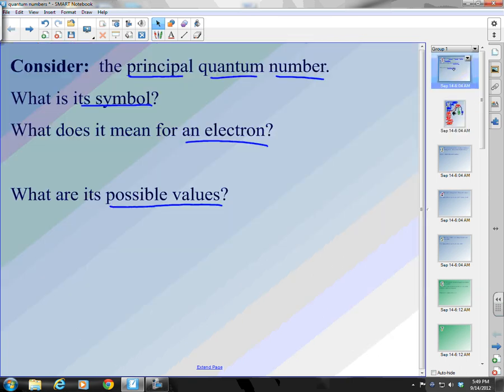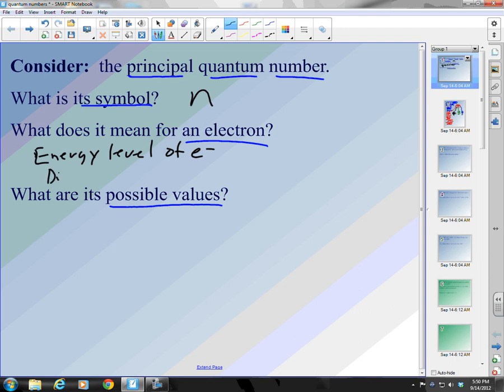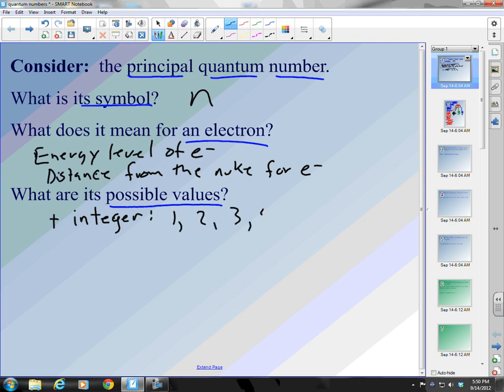All right. I think we can answer our question. Consider the principal quantum number. What is its symbol? Hey, I know that. It is N. Good. What does it mean for an electron? It represents the energy level of the electron. And it can also represent the distance from the nucleus for the electron. Cool. And finally, what are its possible values? It can be any positive integer. So that means it can be 1, 2, 3, 4, 5, and so forth on into infinity. Or no, to infinity and beyond. How's that? Cool. Great. Moving on.